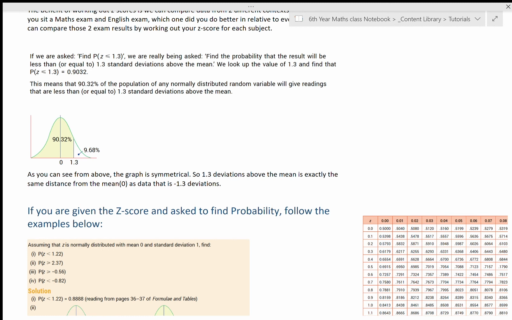Okay, so the graph is symmetrical, so 1.3 standard deviations above the mean is exactly the same distance from the mean as data that is minus 1.3 deviations. And when we go looking at our normal distribution table, it doesn't give you negative values, so you have to basically switch them over to the equivalent positive value and work backwards from that.